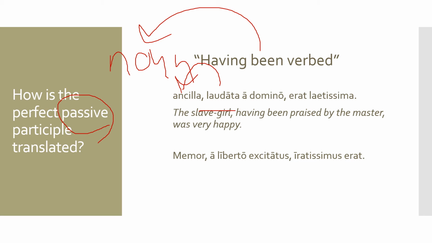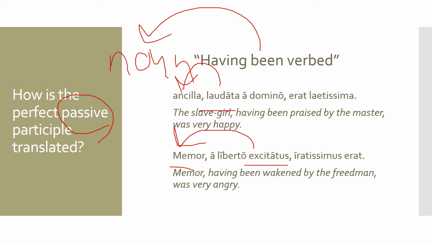Memor a liberto excitatus iratissimus erat. So, if you see excitatus, that's your perfect passive participle modifying Memor. Because it's modifying Memor, it's masculine singular nominative, just like Memor is. And whatever the action is, it's going back to Memor: having been wakened. Memor, having been wakened by the freedman, was very angry.